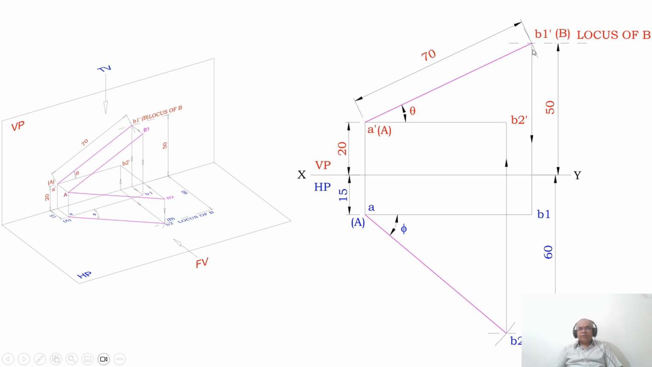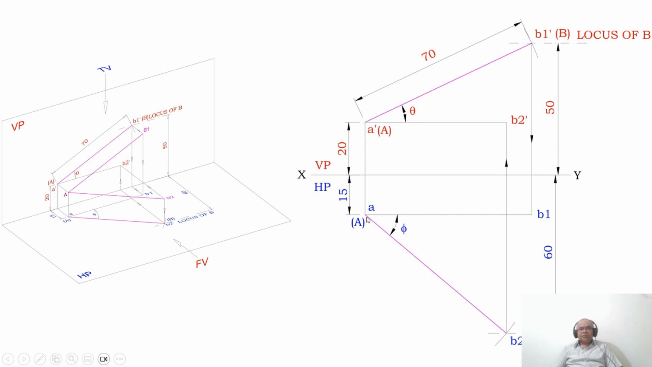So you draw your vertical projector from B1 dash till the locus of A in the top view, because both A and B1 are in front of VP by 15 mm only. A is in front of VP, which is already given by the problem. So B1 should also be in front of VP by 15. Then only the line will be parallel to VP. So since it is parallel to the XY line, therefore in the front view you are going to get the true length.